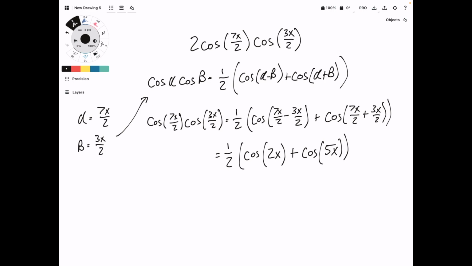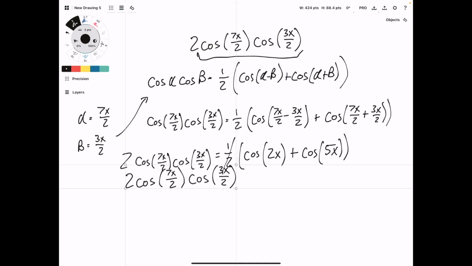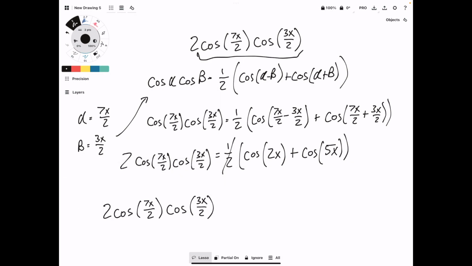So I'm just going to copy this down here. We know what this portion of our expression looks like, and we just need to multiply it by 2. So 2 of this, we're going to cancel out this 1/2, and we see that our expression is actually equal to cosine of 2x plus cosine of 5x.